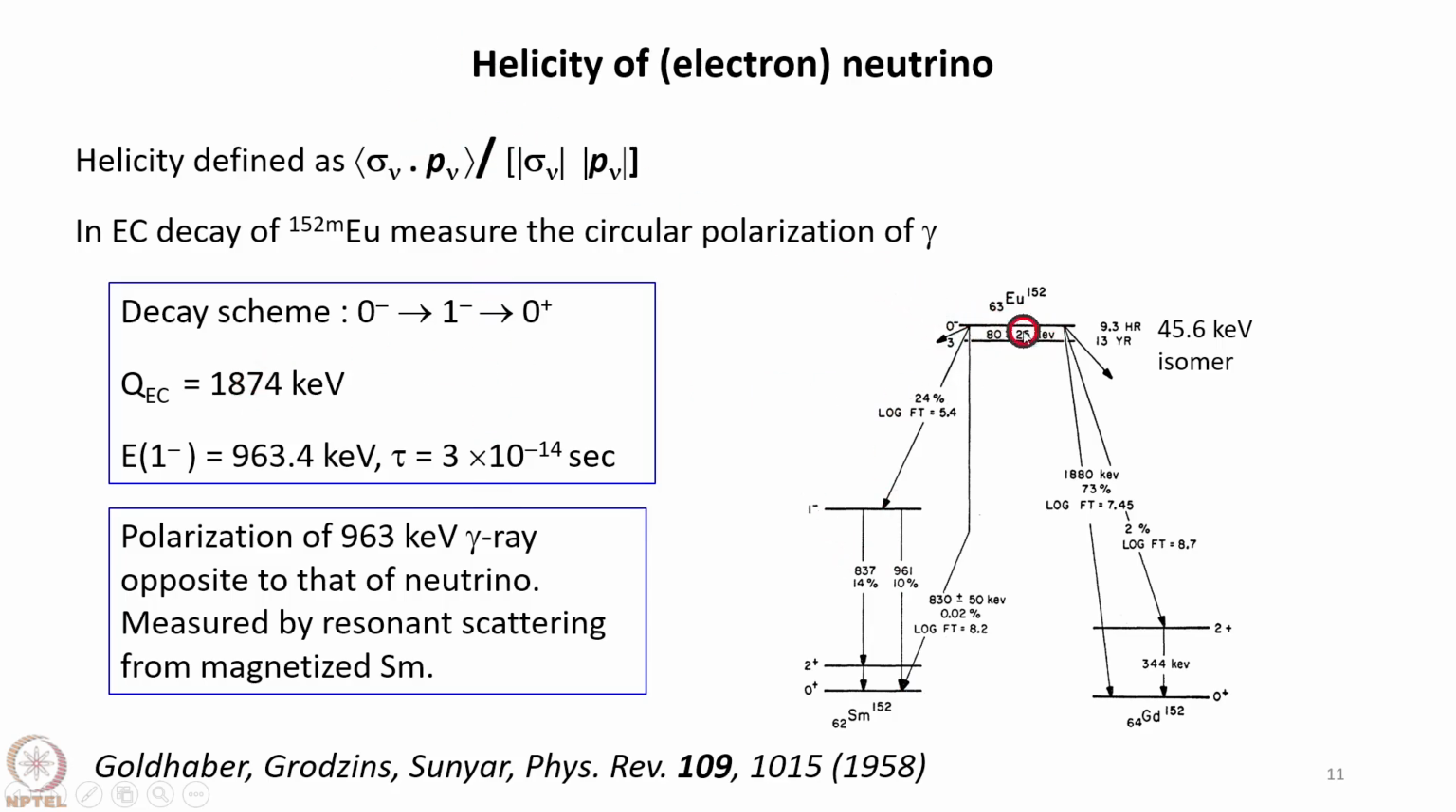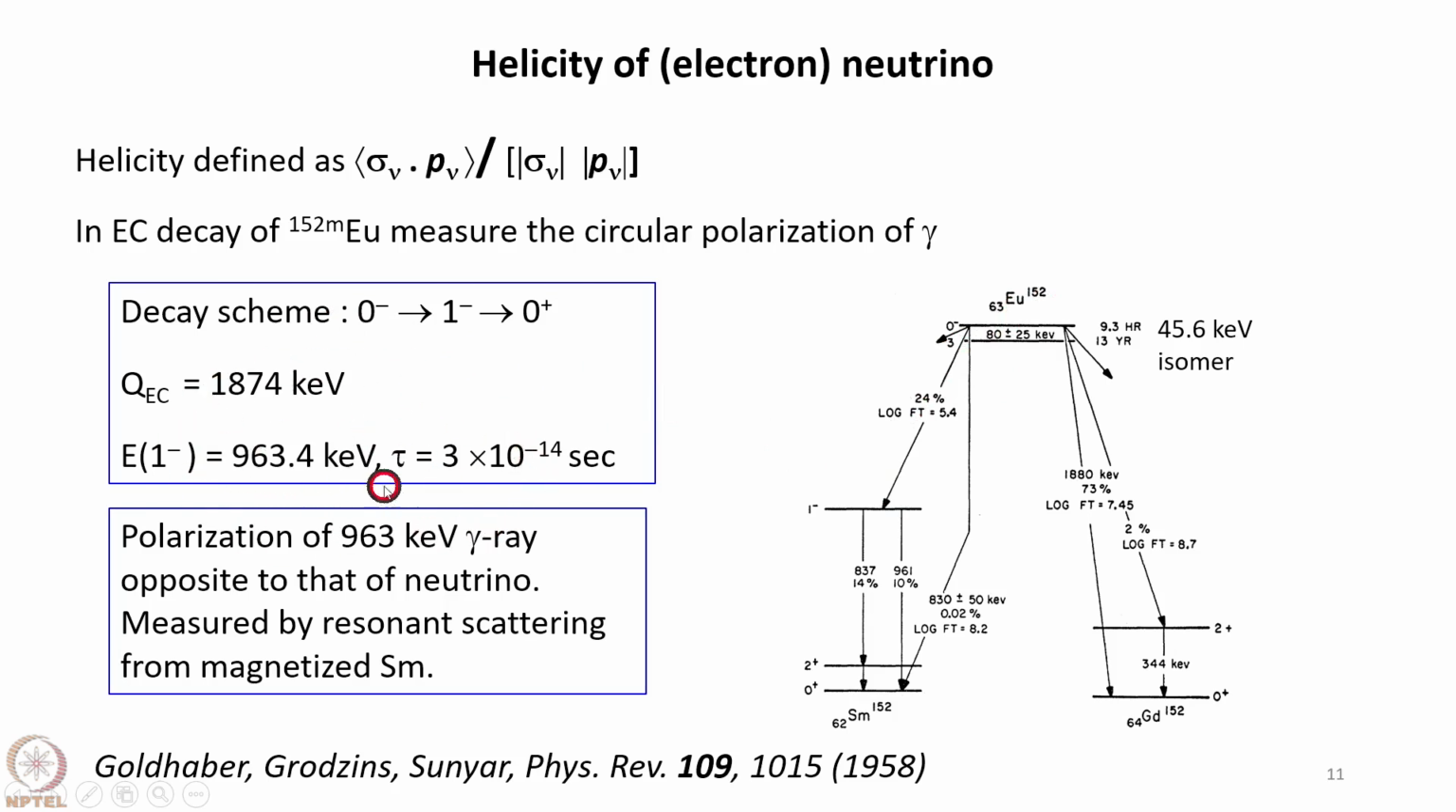It so happens that this decay scheme is especially lucky for this measurement, because you use nuclear resonance fluorescence. I think I talked about nuclear resonance fluorescence a few lectures ago, and it so happens that the Q value is such that the 1 minus to 0 plus transition involves a 963 keV photon, which is very close to the neutrino energy. So in electron capture, the neutrino energy is of this order.